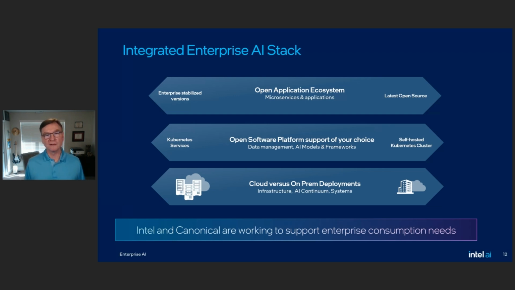Latest open source versions versus, say, enterprise stabilized and tested versions, providing Kubernetes services or a self-hosted Kubernetes cluster that you're supporting. Intel and Canonical are working together to simplify the development of a full enterprise AI stack for developers to get started, and being able to easily leverage the best hardware capabilities by getting that integrated software stack as part of a Linux distribution. And as a next step, will be to enable a stabilized software stack that customers can operate and maintain at scale, with software maintenance and security in place.